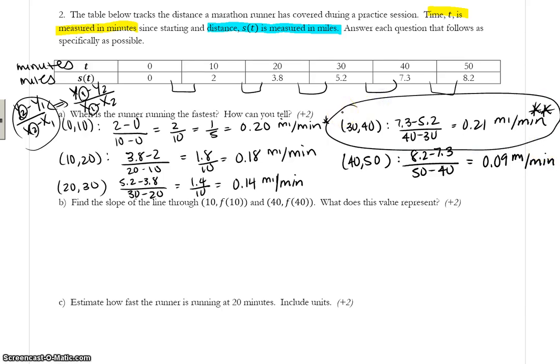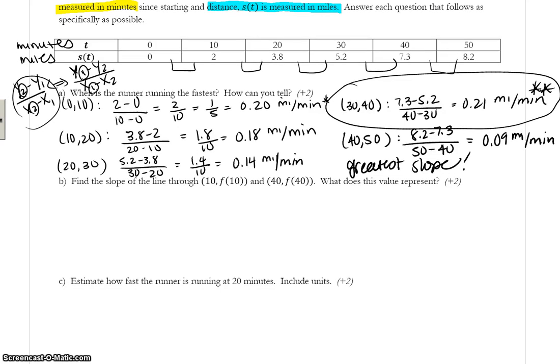And how I can tell is because I just found the slope of all of these values, and this is the interval that has the greatest slope. So greatest slope. Okay, and then it says find the slope of the line through 10, f of 10 and 40, f of 40. What does this value represent?